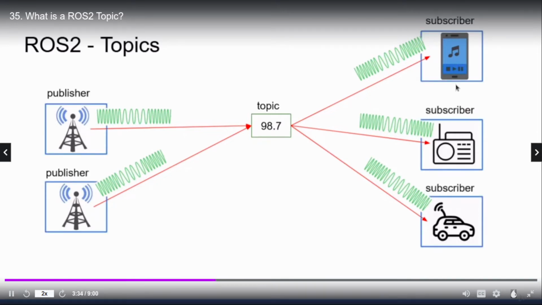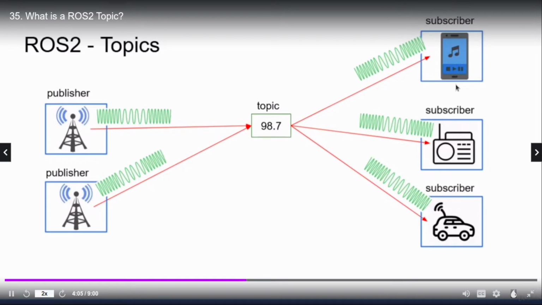So here you can see all blue boxes are nodes. You have the radio transmitter node 1, the radio transmitter node 2, and then you have a node for the smartphone, the radio player, and the car. Some nodes contain a publisher to the 98.7 topic, some nodes contain a subscriber. As you can notice, all publishers and subscribers are sending and receiving the same kind of data.